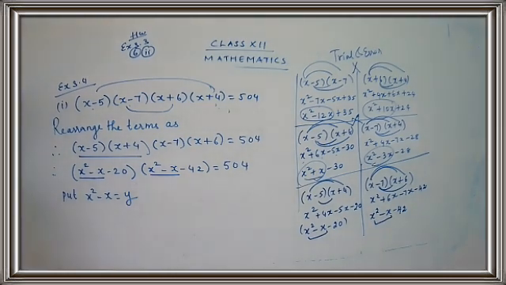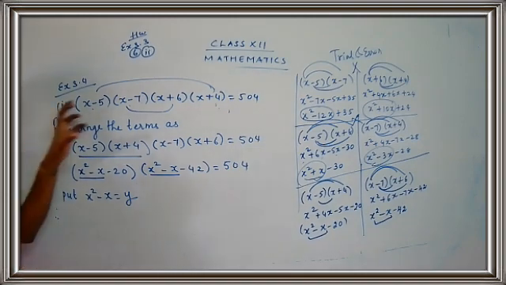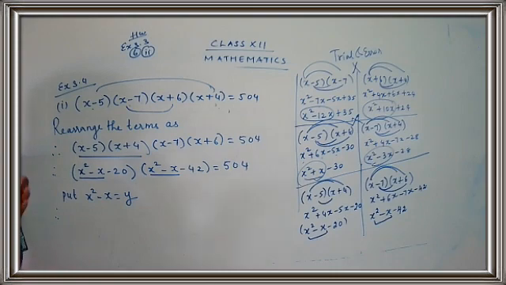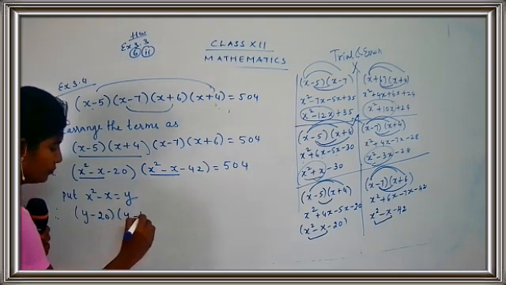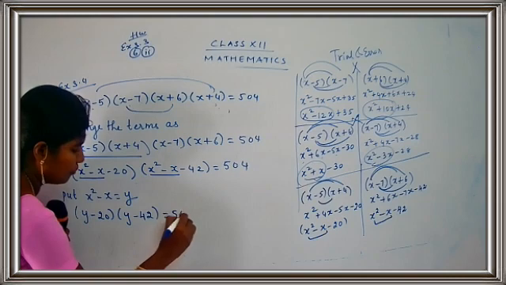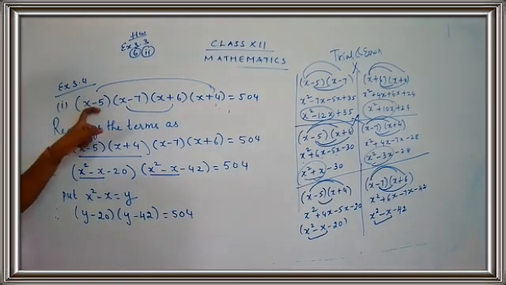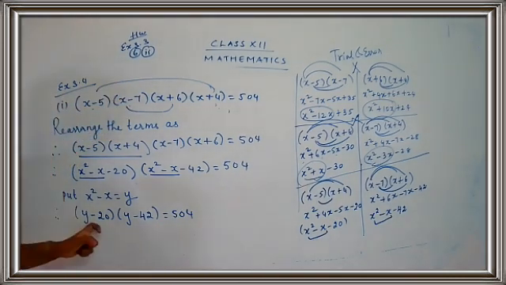Okay, children, now let's proceed further. So what do you get now? It was a very lengthy sum, so we are trying to make it in a short form. You get y minus 20 and y minus 42 is equal to 504. See, we started with 4 terms and now we have arrived at 2 terms. So now the multiplication is easy. I can just multiply these 2 terms. Yes, let us multiply. Come on.